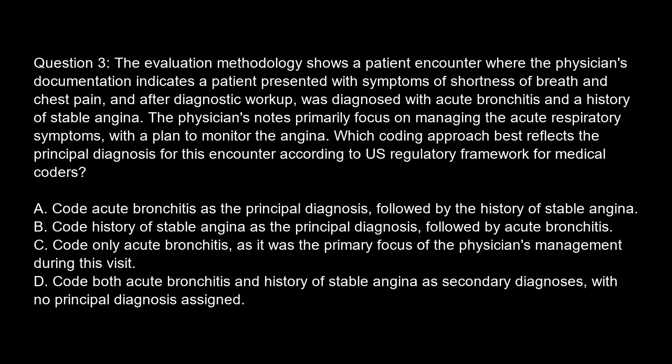Option A. Code acute bronchitis as the principal diagnosis, followed by the history of stable angina. Option B. Code history of stable angina as the principal diagnosis, followed by acute bronchitis. Option C. Code only acute bronchitis, as it was the primary focus of the physician's management during this visit. Option D. Code both acute bronchitis and history of stable angina as secondary diagnoses, with no principal diagnosis assigned.